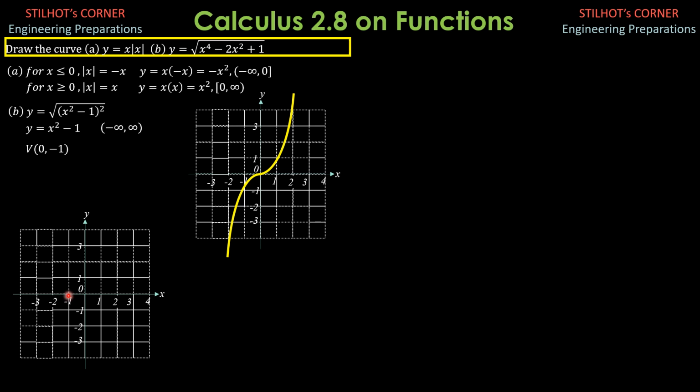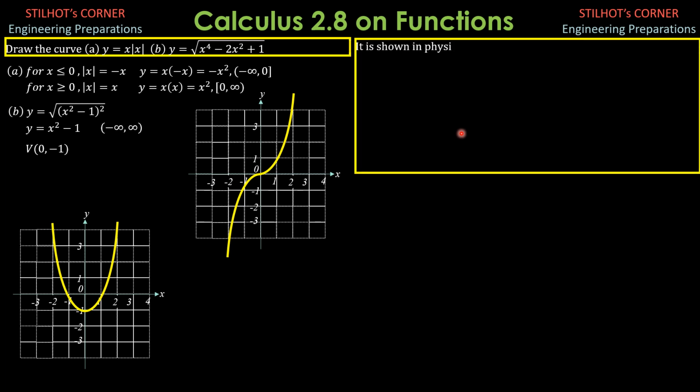So the parabola passes through these 2 points. This vertex is (0, -1). When x is 2, 2 squared minus 1 is 3, so it passes through this point. When x is -2, also that point, and we just extend. So it looks like that open upward parabola. So that's it for these two functions and their graphs. Let's proceed to the next problem.